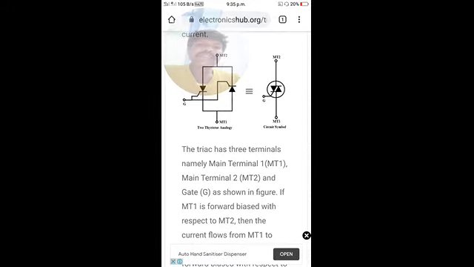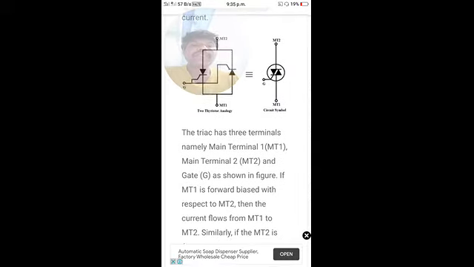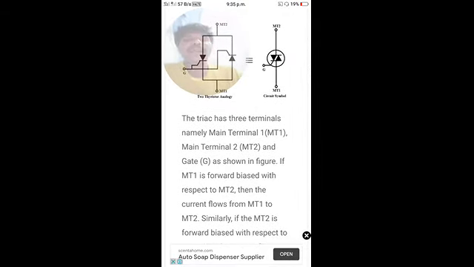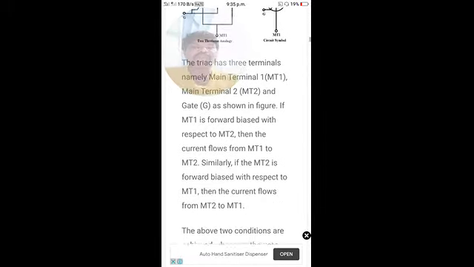So we can make the triac conduct with the gate voltage also. So let us see the operation now with this gate voltage, and also the voltage applied between MT1 and MT2.